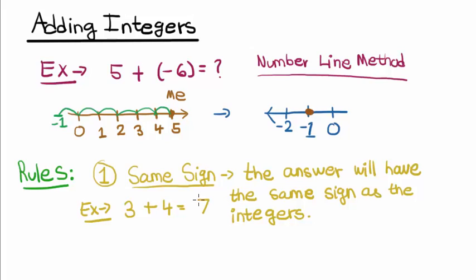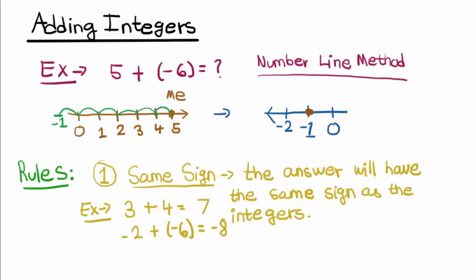But you also notice that the 7 has a positive sign because both of the integers that I'm adding in my problem have the same sign of positive. Also, if I add something like negative 2 and negative 6 together, my answer will be negative 8. And as you can see, when I have 2 integers with the same sign in the problem, they will end up with the same sign in the answer.